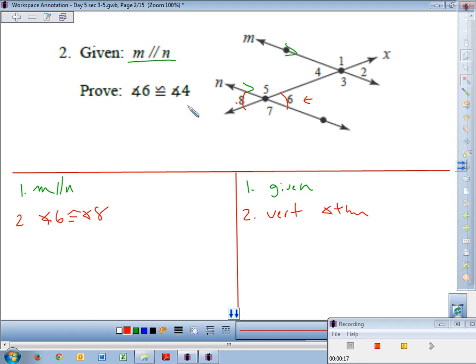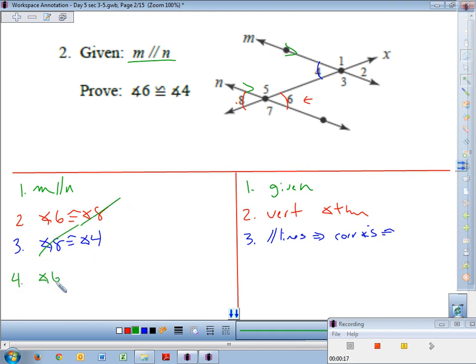And remember, we're trying to get to 4. We look back at what we want to prove. We're trying to get to 4. I started at 6. I went to 8. Look at 8 and 4. Oh, those are corresponding angles. And since I have these parallel lines, they'll be the same. So parallel lines implies my corresponding angles are congruent. Mark. And what's common is angle 8.